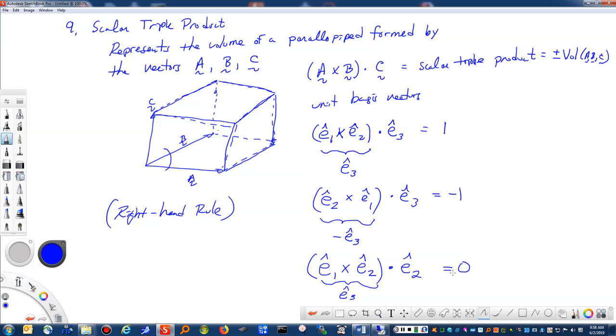Okay, so we have some different situations that can happen. If we take this set of unit basis vectors and do this operation, there's really 3 possibilities that we could get for any permutation of 1, 2, and 3 in this operation. We could either get +1, we could get -1, or we could get 0. This is going to introduce us to something called the permutation tensor. And we'll talk about that here on the next slide.